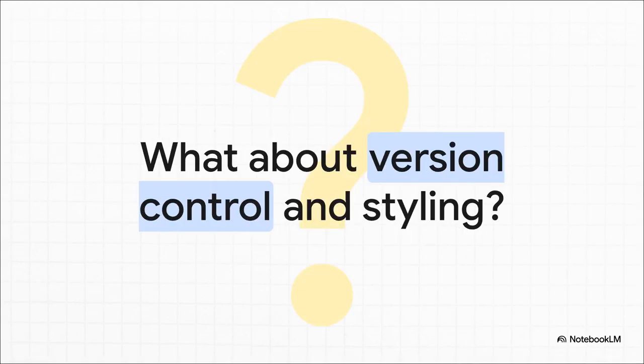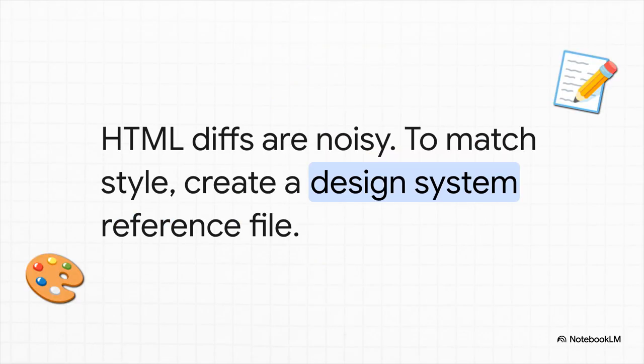Okay, what about the operational side of things? The next 2 major concerns are usually, what about version control, and how on earth do you stop the AI from generating really ugly, default, early 2000s HTML styling that totally clashes with your company's brand? So straight up, version control is the biggest downside to this whole approach. HTML diffs are notoriously noisy and way harder to review in Git compared to clean Markdown. But for that styling issue, there is a completely brilliant workaround. You just point Claude to your existing codebase and ask it to create a single design system reference file. Once you do that, every single HTML artifact it creates from then on will perfectly match your company's aesthetic.